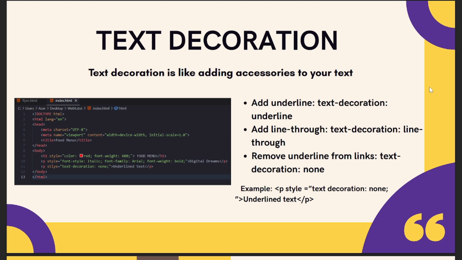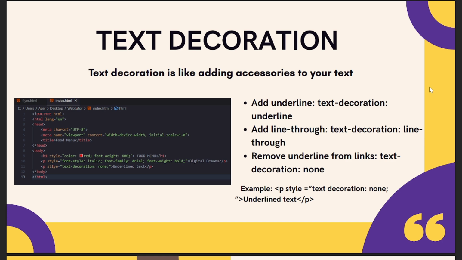Text decoration is another property that you have in CSS. Text decoration is just like adding accessories to your text. What do you do with text decoration? When you write a text and you want it to have an underline, you do that using text decoration. And if you want a line that will cross through your text, you can also do that using text decoration. If you want to remove a line under your link, you can do that using text decoration. Now, what do I mean by under a link?